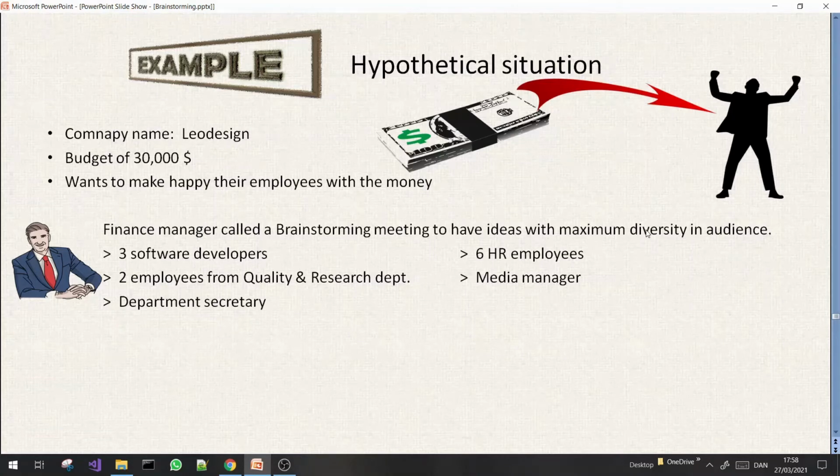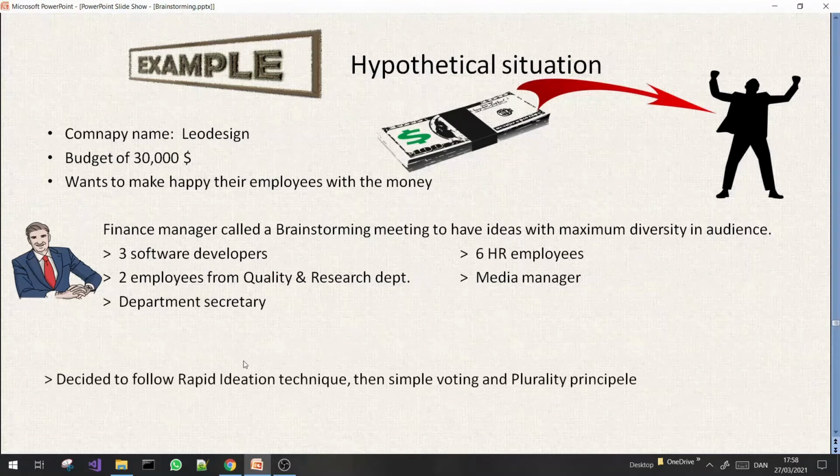Diversity in a group meeting can be very effective if the scope of the solution is very vast. For example, here the money could be spent in any better way, so anyone can give an optimal or better solution. No one is superior here. And in the end, it was decided to follow the rapid ideation technique, simple voting, and then the plurality principle.